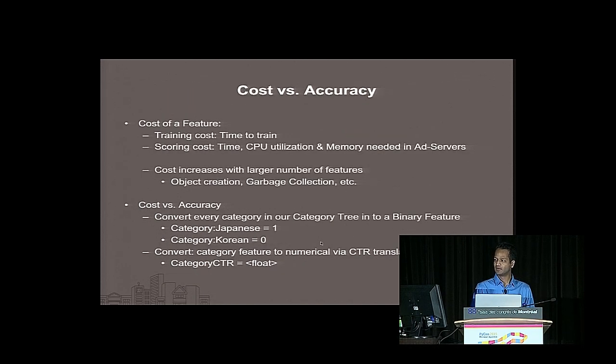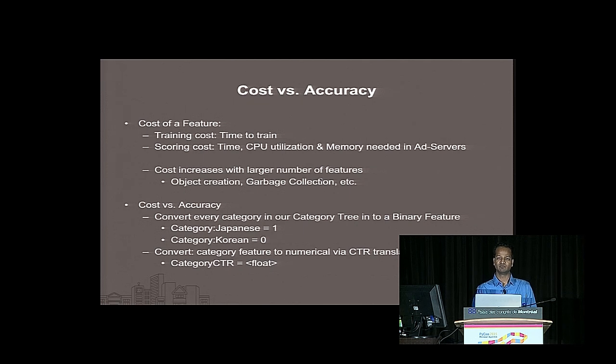So then one of the other interesting questions is that of cost versus accuracy. So the cost comes in terms of training cost. There is a cost to train every feature. Complicated features would require more training efforts. And there's also a cost at scoring time, right? So some features may require database lookups, etc. And at the end of the day, we want to be able to return an ad within tens of milliseconds. So we can't do complicated things, right? And also this cost increases with a large number of features, right?